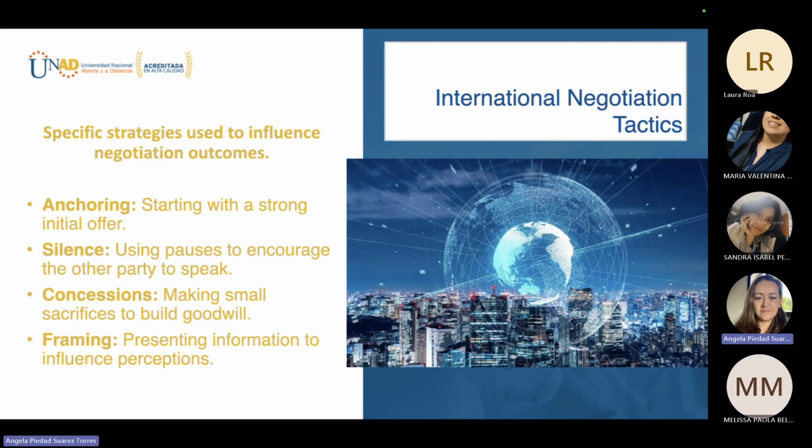process. And next, concessions. Making small sacrifices to build goodwill. Also depends on the culture. And it is related with bargaining and anchoring. So we always need to know what our limits of negotiation are. When we're assigned to a process of negotiation, we must be sure what's the limit that we have in the process of negotiation. What's the minimum that we can give?